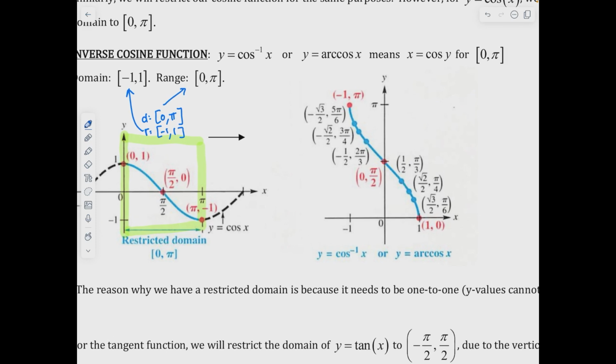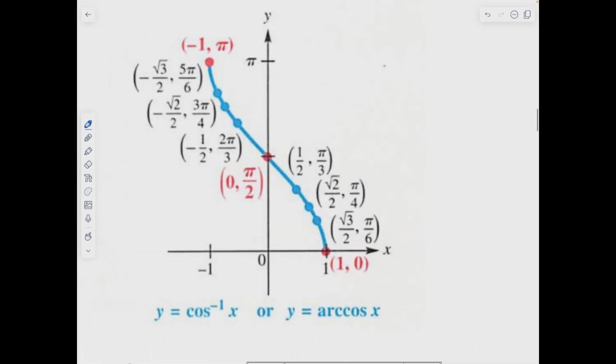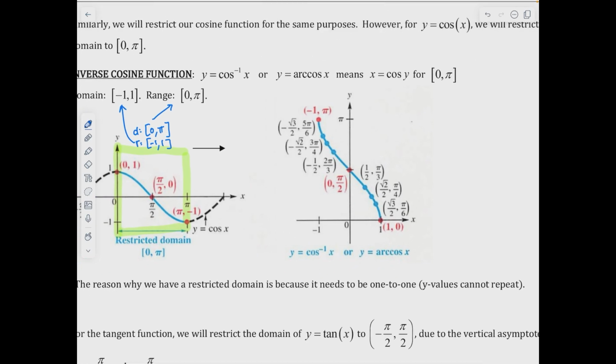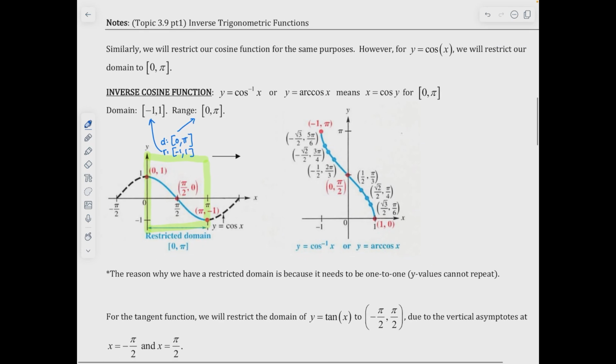And just like we did for inverse sine, for inverse cosine, you switch the x and y values. So (0, pi over 2) is now (pi over 2, 0). And then our values at (0, 1) is now at (1, 0). And (pi, negative 1) is at (negative 1, pi) with all our values along the way. So again, what you'll notice is the graph of inverse cosine is also still 1 to 1 because the original function was 1 to 1.